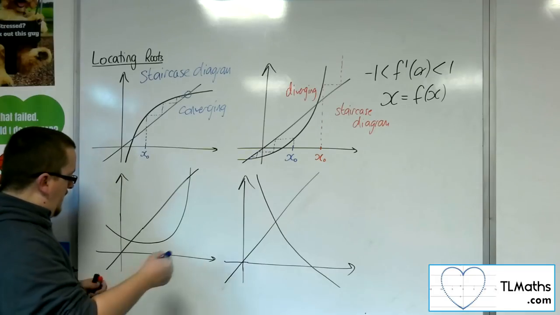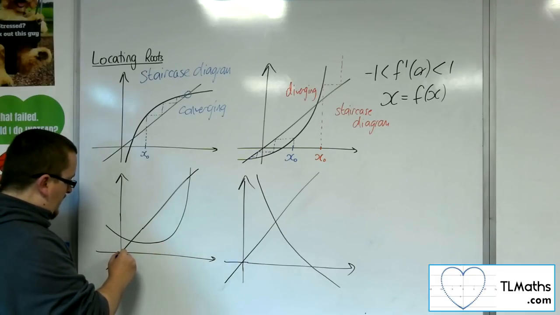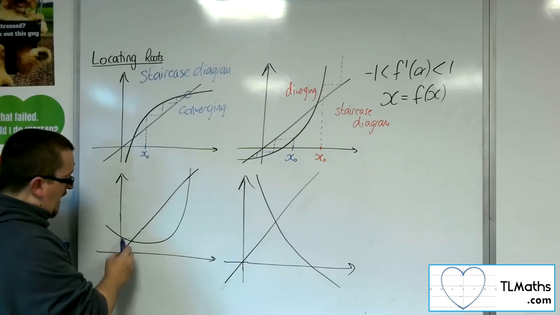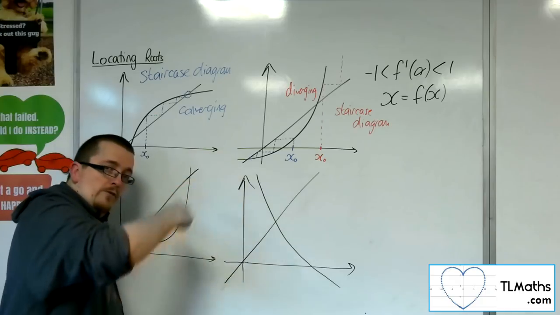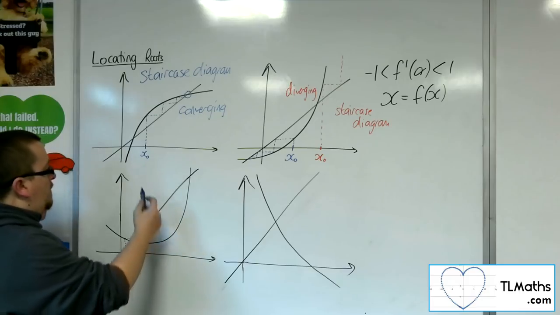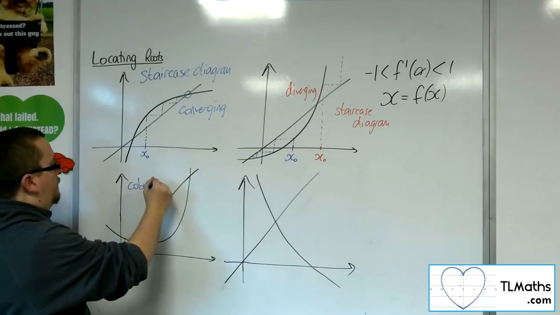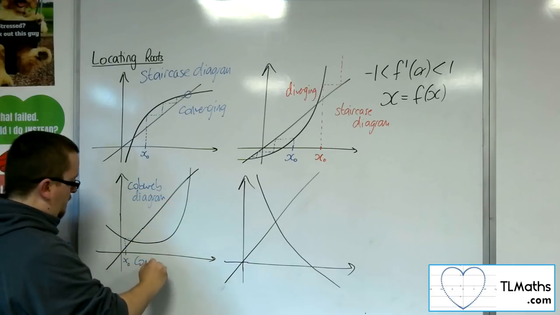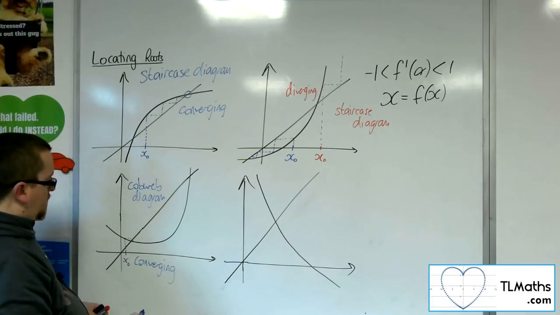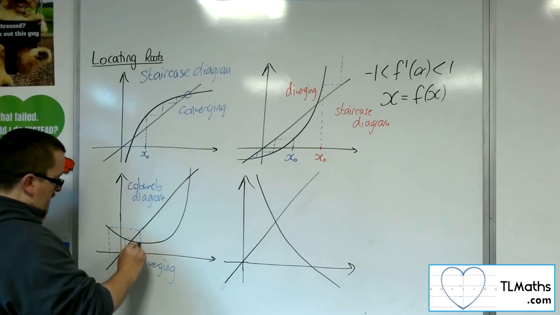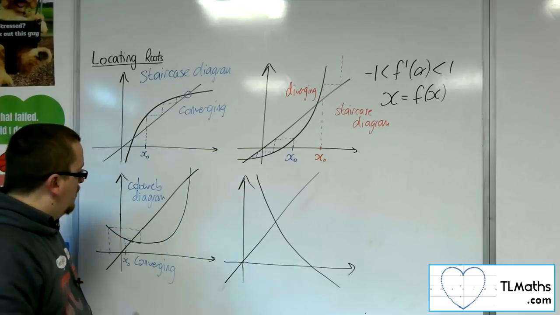Now, if I was to start, let's say at this point here, as my x0, then I'll go up to the curve, then to the line, then to the curve, then to the line, then the curve, then the line. And you can see I am homing in, going around the point. So this here would be known as a cobweb diagram. And you can see that I am converging here. So if I started over here, I go up to the curve, then to the line, curve, line, curve, line, and I would still home in on that point.